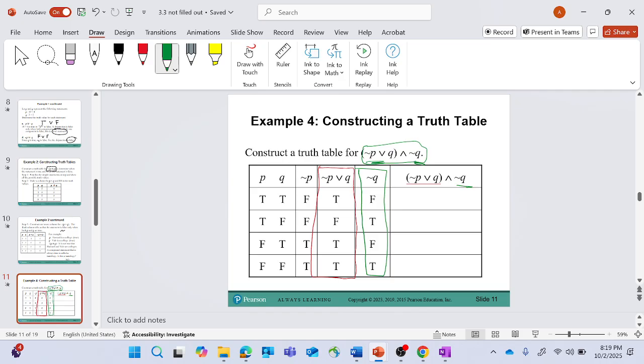So that's P and Q. P or Q, not P or Q. That's not P or Q. The V is or. So V is or. That's or. The upside down V is and. All right.